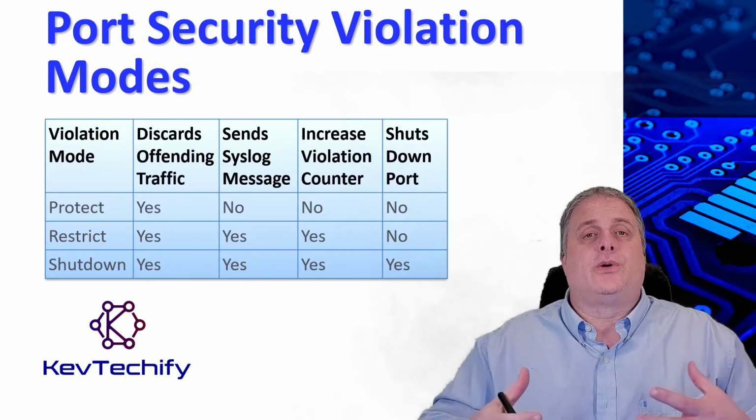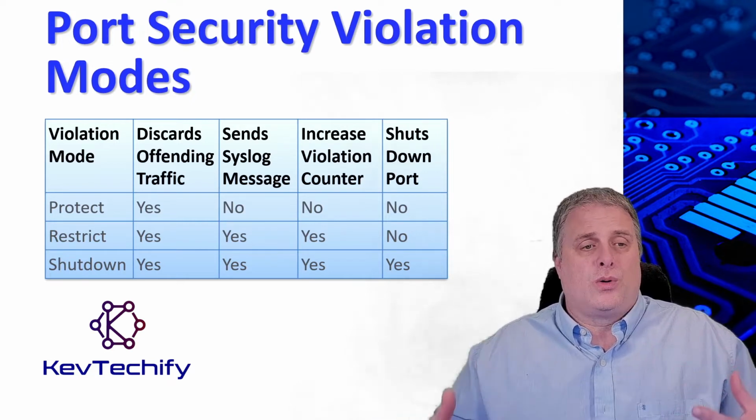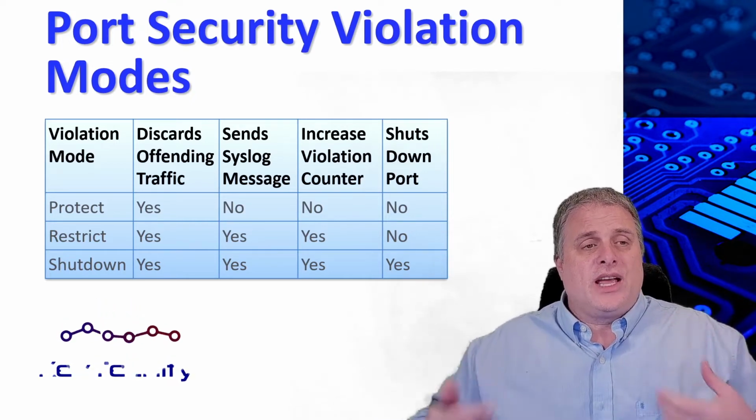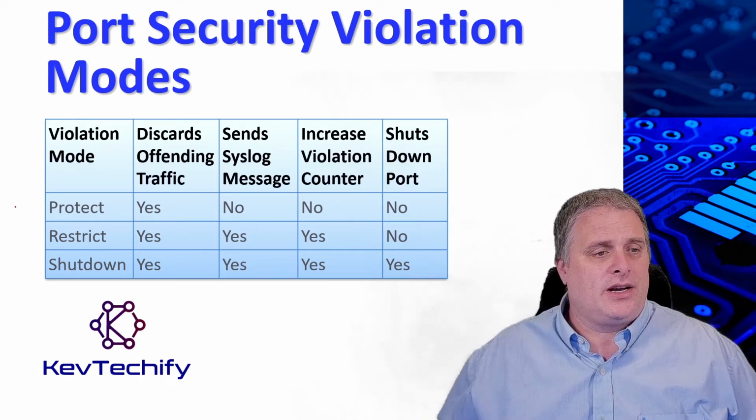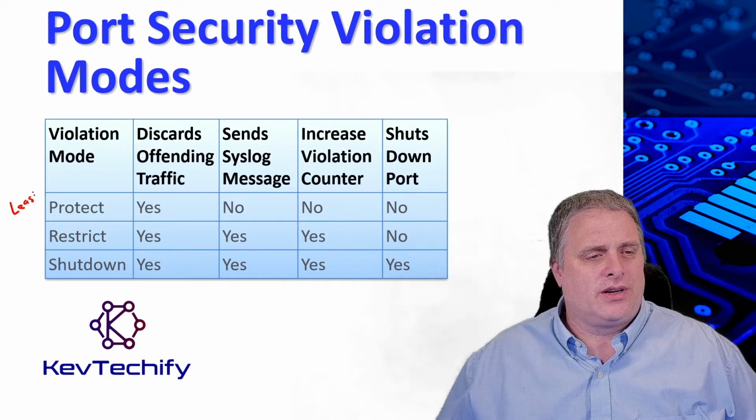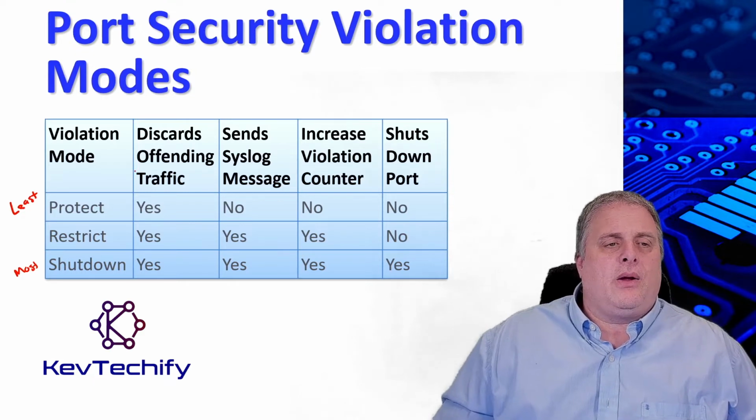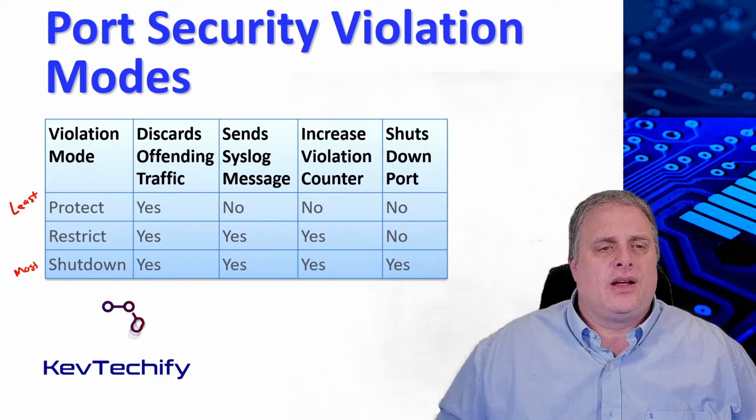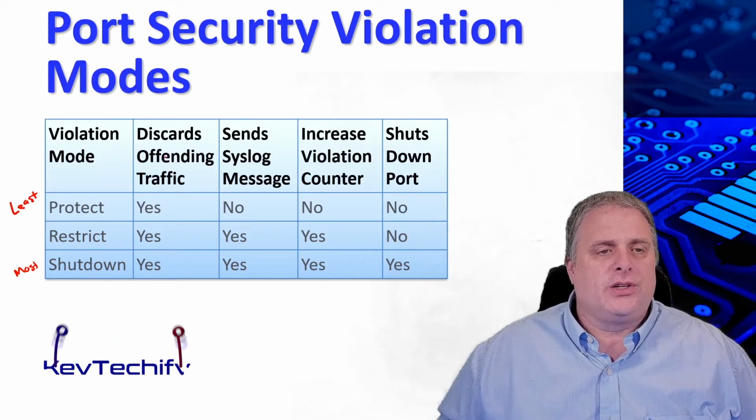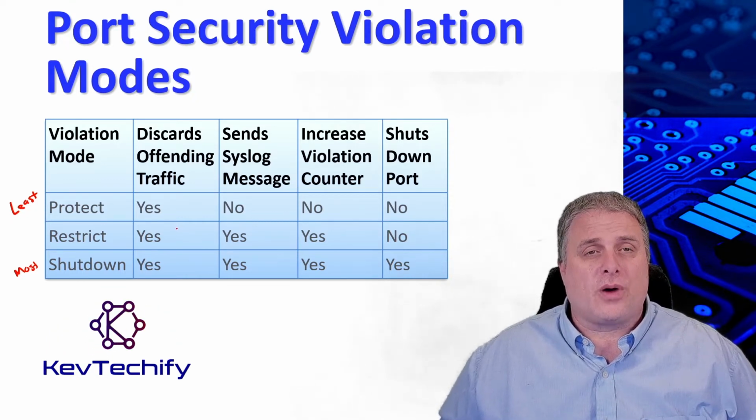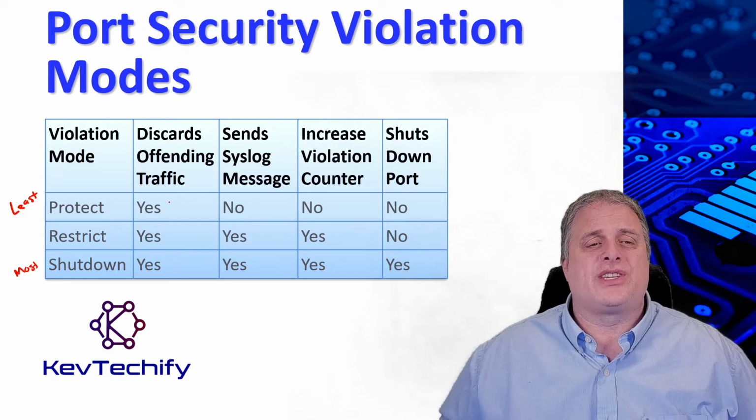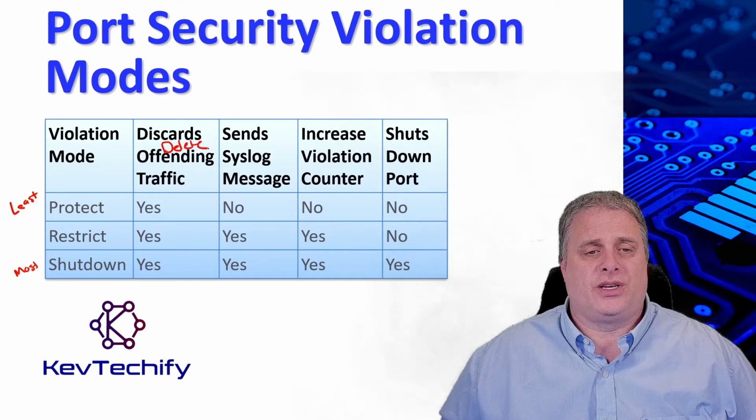Here's the table that shows the security violation modes, and then we compare them together. Once again, we have our 3 security violation modes. Protect here, this was the least restrictive. Shutdown, that was the most restrictive. When these modes happen, the first thing it'll do is start discarding any of the offending traffic. So if it's not from the correct MAC addresses, it will discard it. Yes, we're deleting this traffic at this point in time.